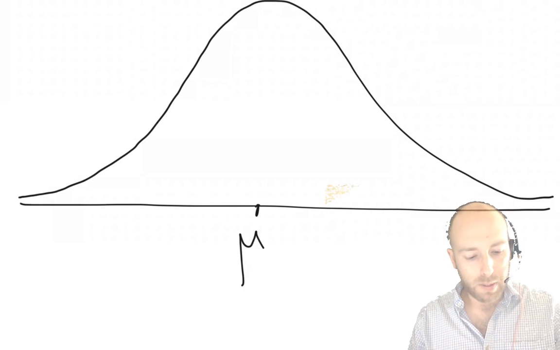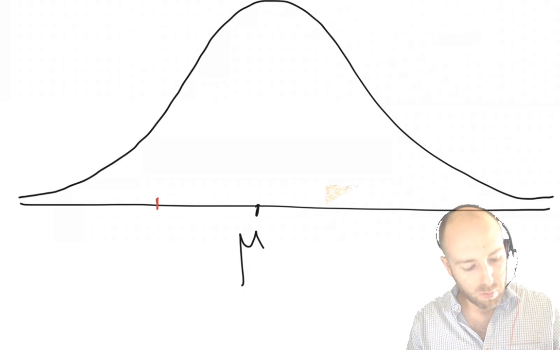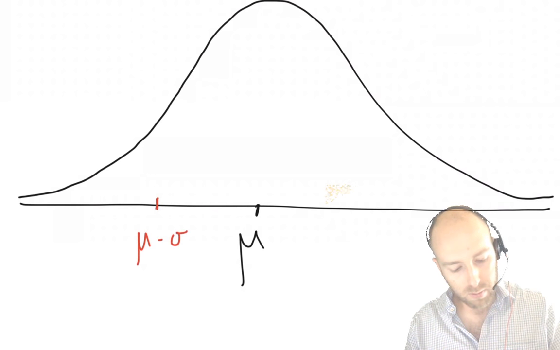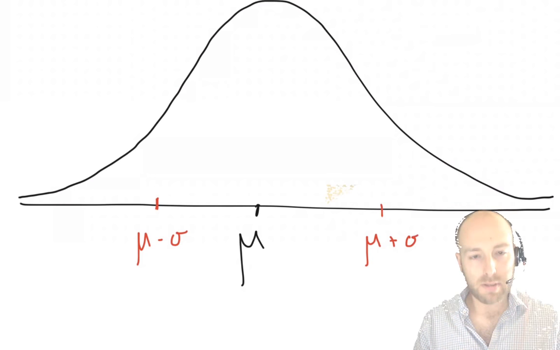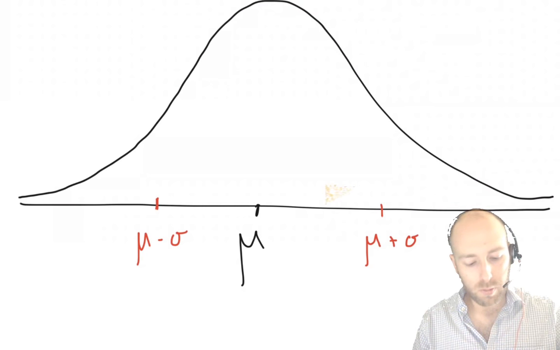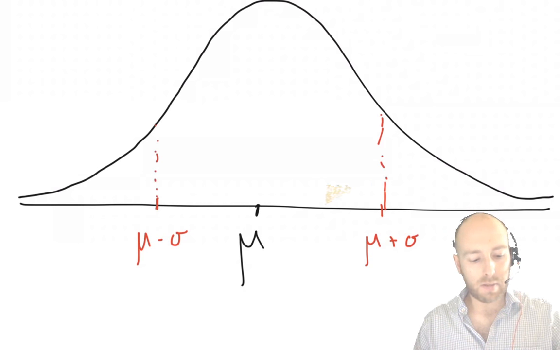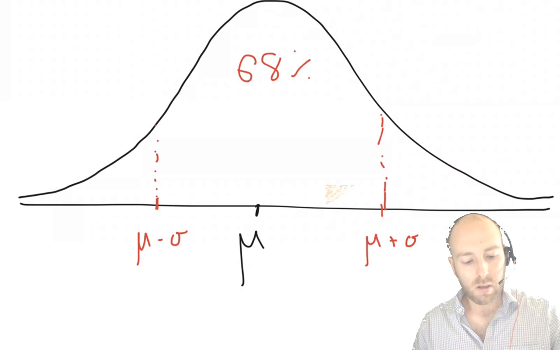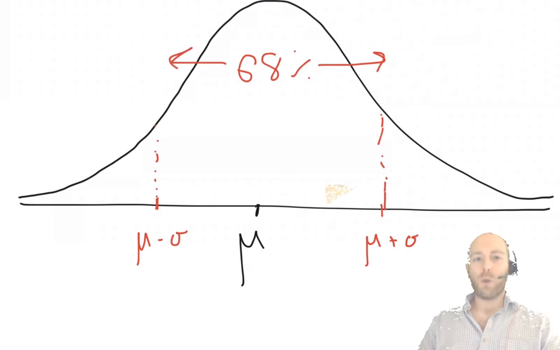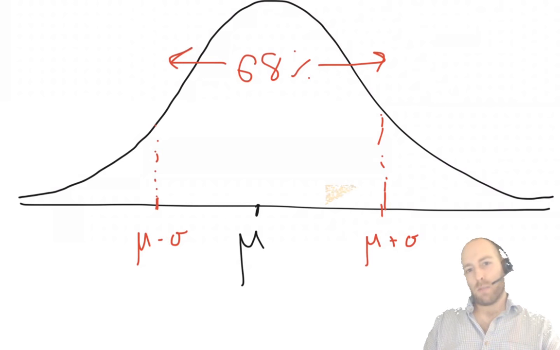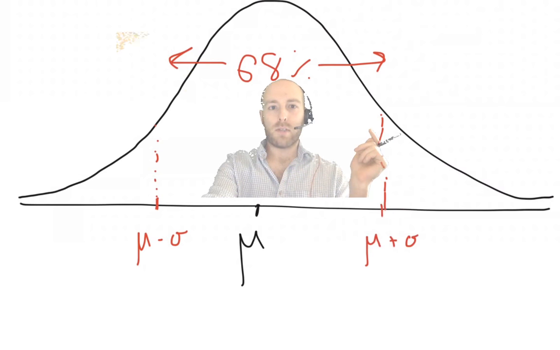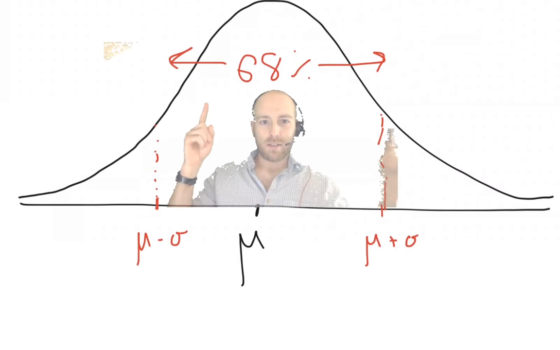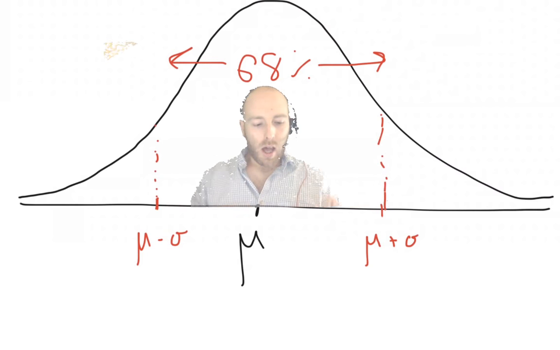Now, between the two, mu minus sigma and mu plus sigma, lies 68% of the data. So between these two points lies 68% of your data, and you are expected to know that. Basically, within 1 sigma of mu is 68% of your data. So 68% in here.